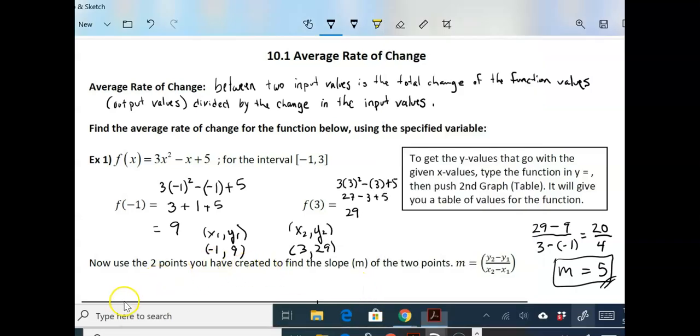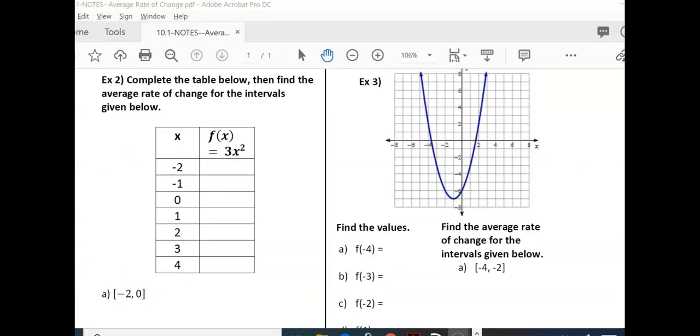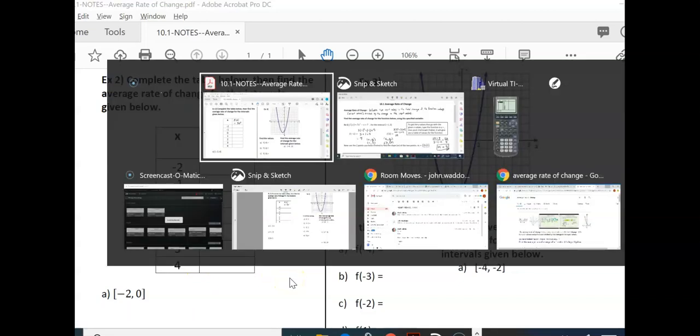Let's look at another example. So on this example, it says complete the table below, then find the average rate of change for the intervals given below. And just like before, we could do this by hand, just putting -2 in for x and evaluating that all the way down, -1, 0, 1, 2, etc. We can also use a calculator, so let's try that with the calculator.